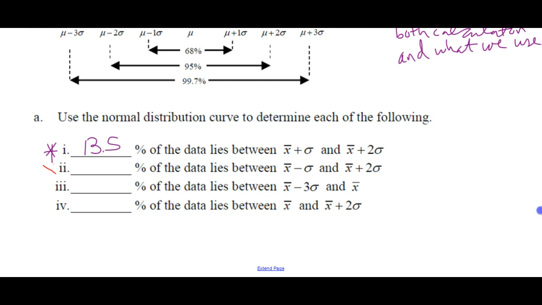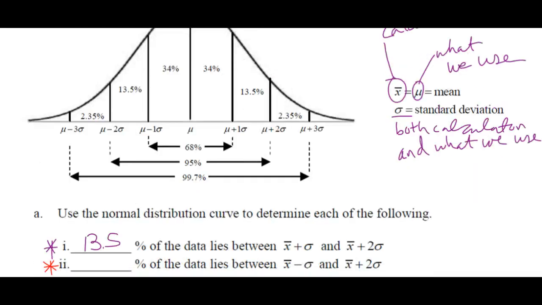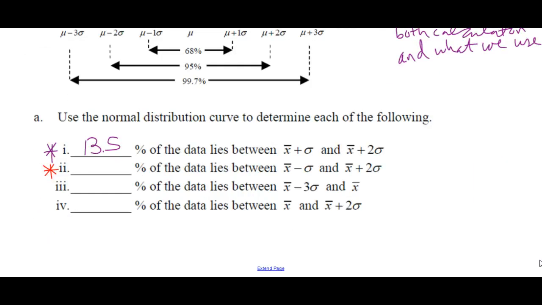Okay, let's switch to red. Between 1 below and 2 above. So the red, I want between 1 below and I want to go to 2 above. 68 plus 13.5, so 81.5, right? Just double checking. So 81.5%.